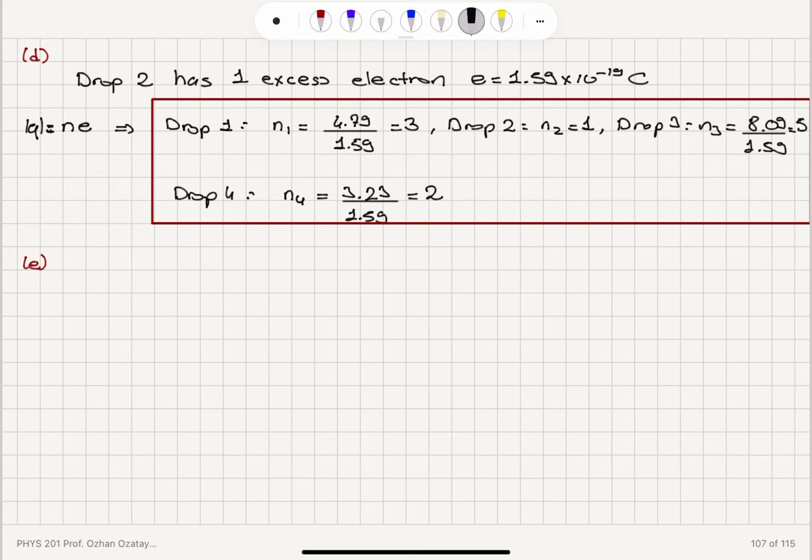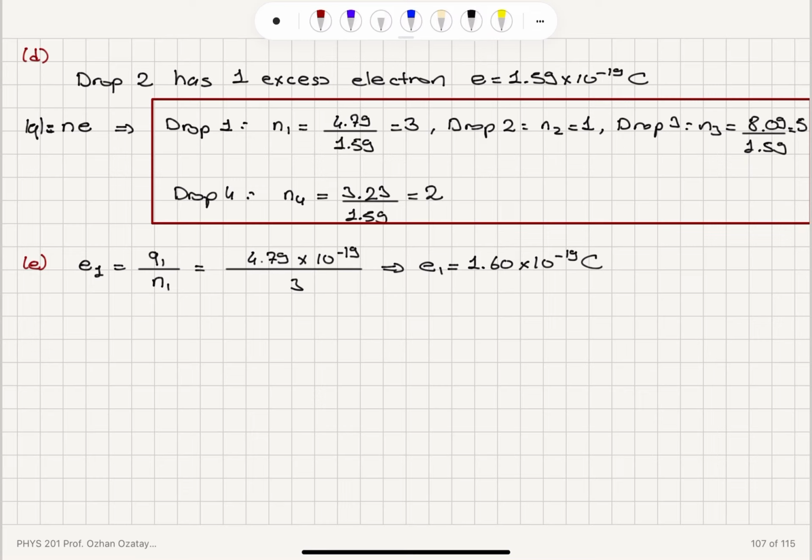Okay, now the first value for E we obtain is the charge on the first drop, Q1, divided by the integer we have rounded to. So we have 4.79 times 10 to minus 19 coulombs divided by 3, that is Q1. This gives us an estimate of 1.60 10 to minus 19 coulombs for the electron charge.